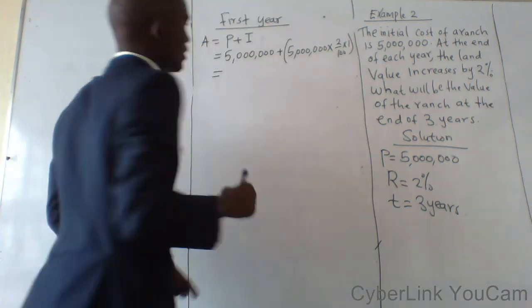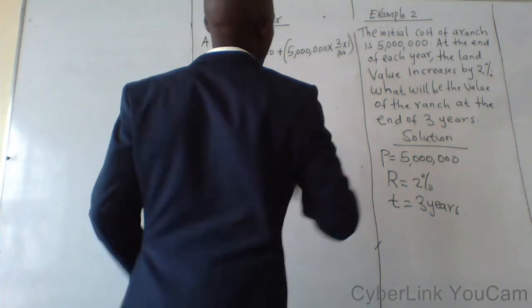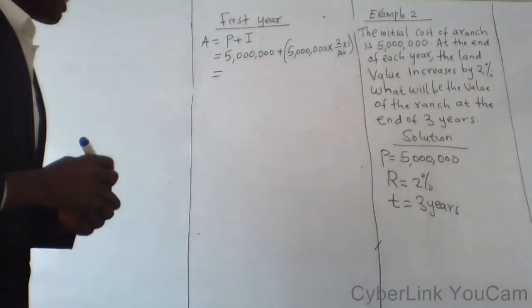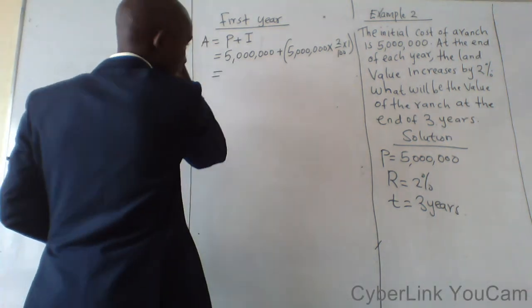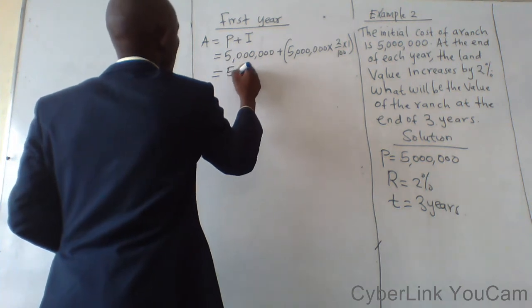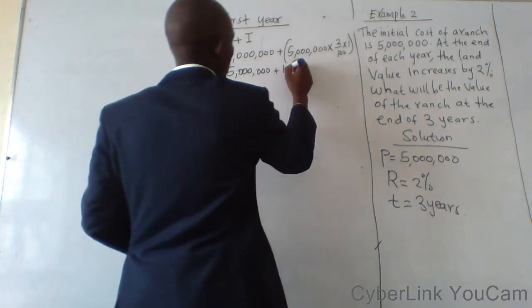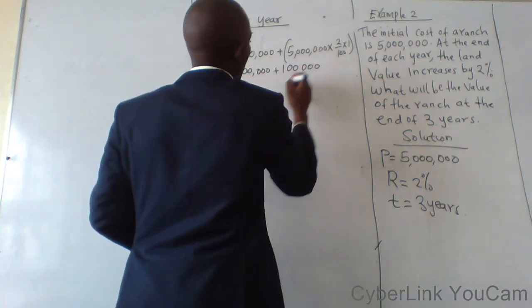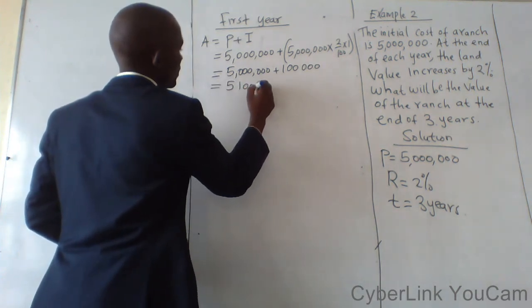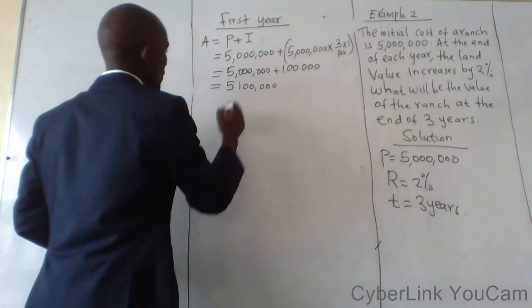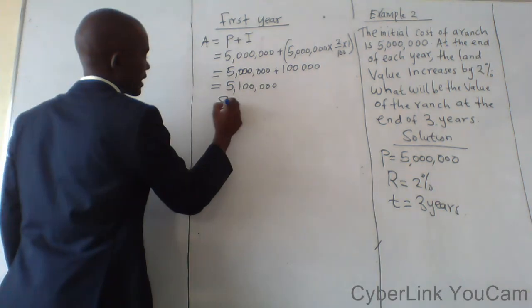If you take 2% of this, you will get 100,000. If you add 100,000 to this, remember, this becomes 5 million plus 100,000. The answer becomes 5,100,000 as the amount in the first year. We move to the second year.